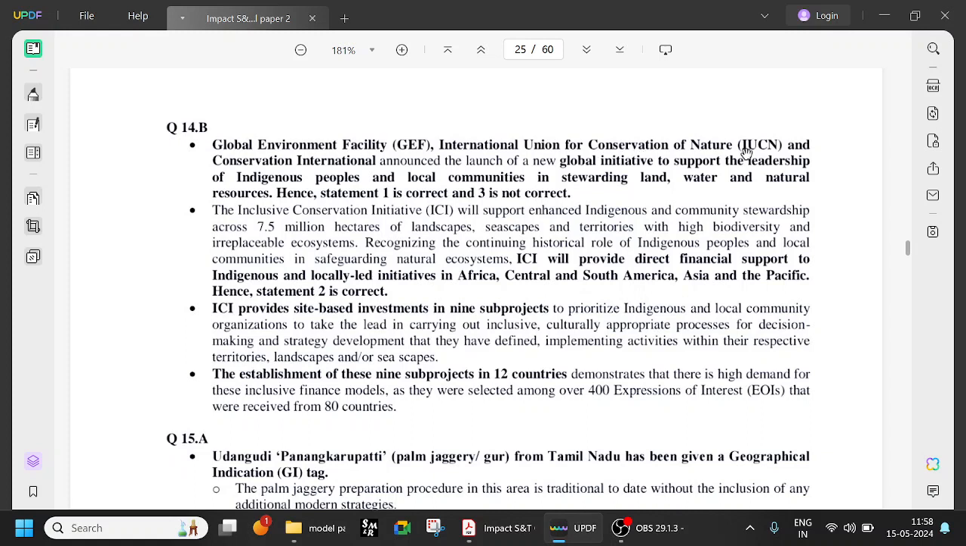IUCN, you have the IUCN appendixes and all those things. That's also very important. And Conservation International. These three things. So a question can be asked: this Inclusive Conservation Initiative is launched by which entities? GEF, IUCN and Conservation International.